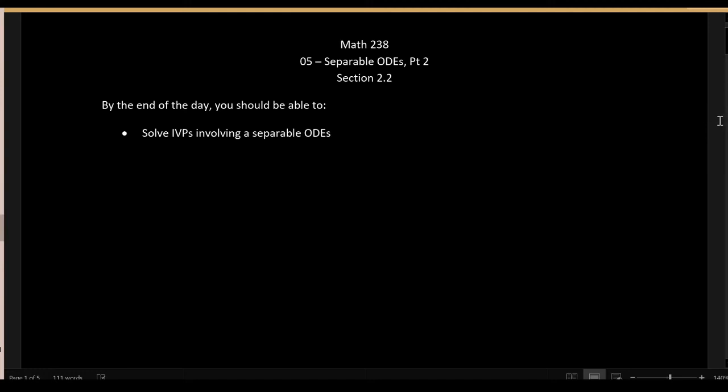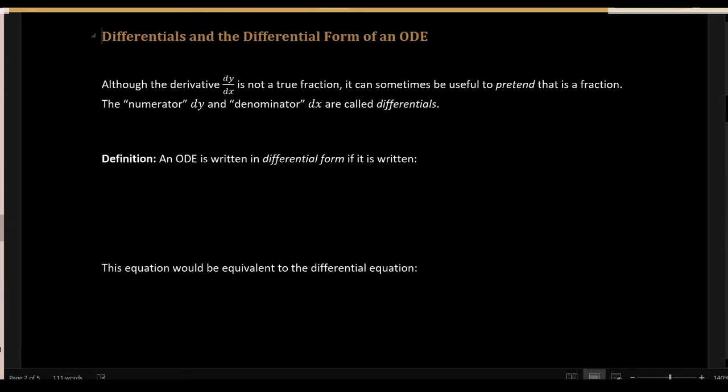In part 2 of the Separable ODE videos, let's continue getting some more practice solving separable ODEs, and in particular, let's look at some initial value problems which contain separable ODEs. This is as good a time as any to introduce a way of writing differential equations, which is called the differential form of an ODE.